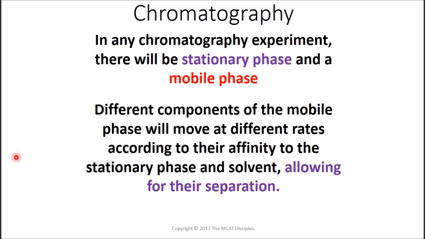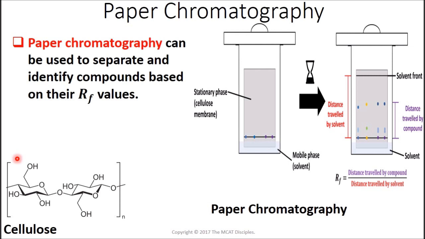In any chromatography experiment, there will be a stationary phase and a mobile phase. Different components of the mobile phase will move at different rates according to their affinity to the stationary phase and solvent, allowing for their separation. Pretty simple. I'm sure you're familiar with chromatography. Here's paper chromatography. I'm sure you've done this experiment. Paper chromatography can be used to separate and identify compounds based on their RF values.